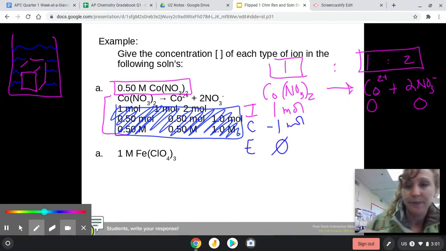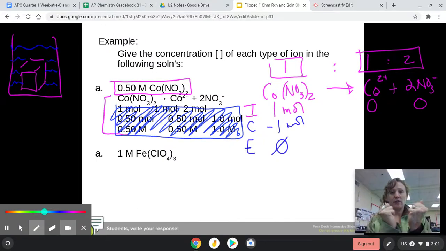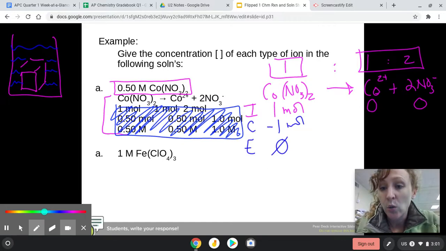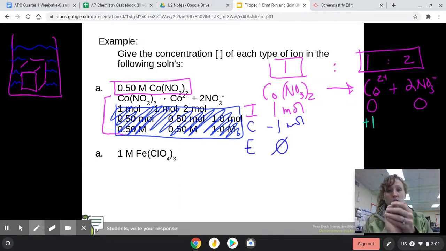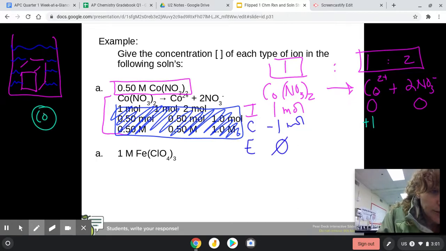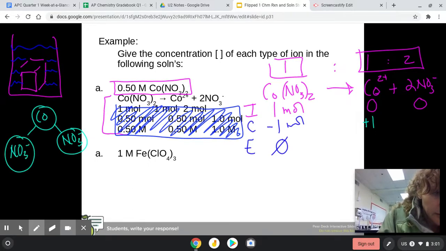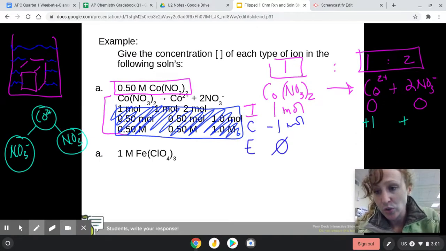Let me change my color. Okay, so if I lose 1 mole of cobalt-2 nitrate, if 1 cobalt-2 nitrate falls apart, it's going to fall apart into 1 cobalt-2 plus ion. If 1 cobalt-2 nitrate molecule falls apart, cobalt, nitrate, nitrate. Okay, if 1 cobalt-2 nitrate falls apart, it's going to produce 2 nitrates.